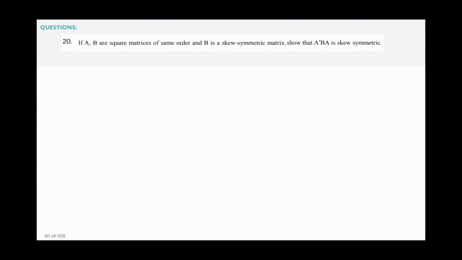Okay. Let's see the 28th one. They have given that A and B are square matrices of the same order.